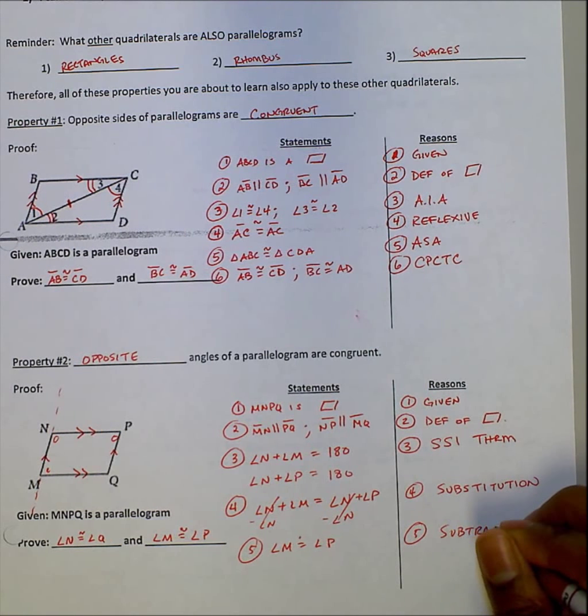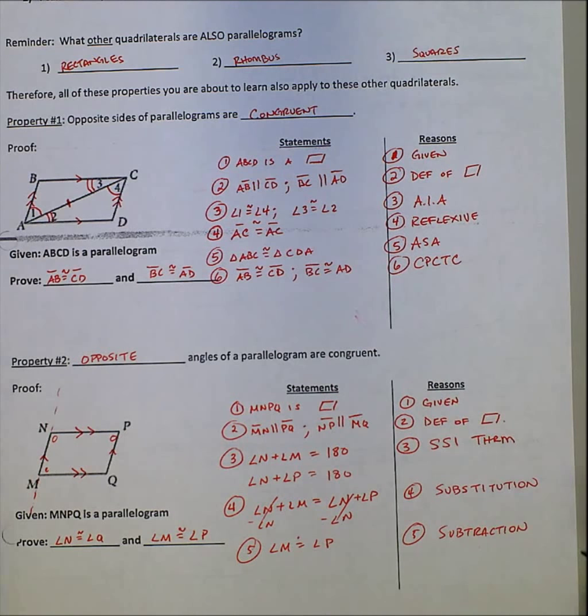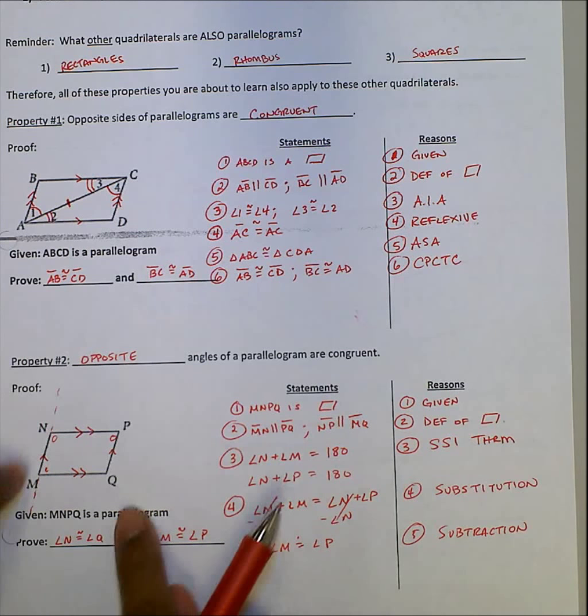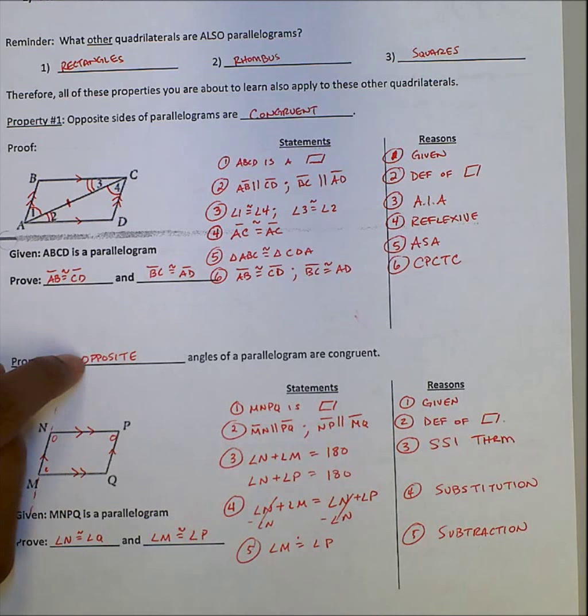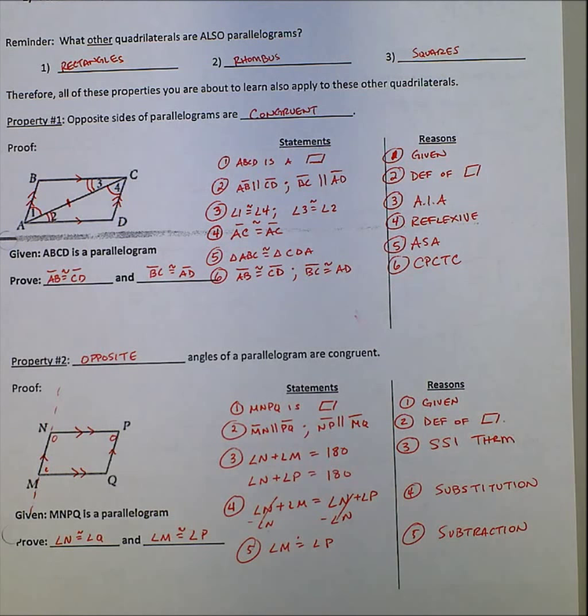And I could do the same thing with N and Q. It would actually be the same steps here, just using two different angles. Okay, and so now we prove that if all we know about something is a parallelogram, then opposite angles have to be congruent. Done. Opposite sides of a parallelogram have to be congruent.